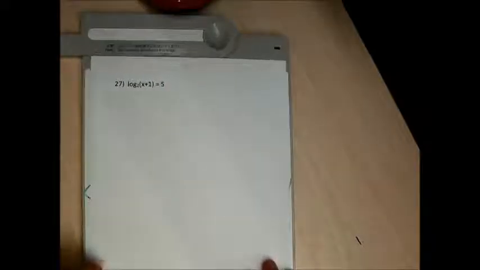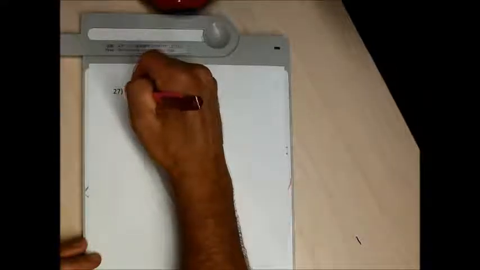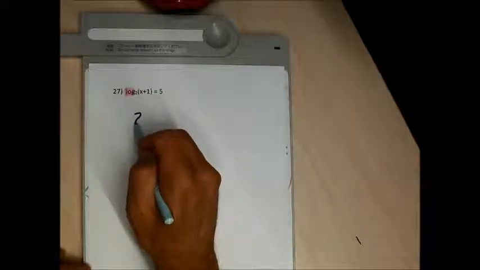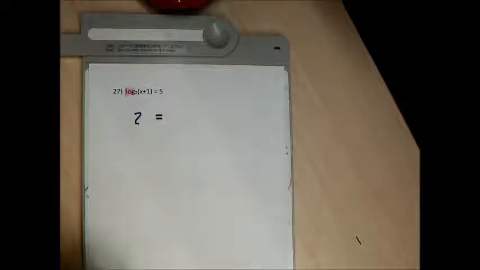I'll do something similar for 27. I'm going to scratch out the log and create an exponential equation. For most of the problems between 25 and 30, I'm going to get rid of the logarithm by this strategy. Create an exponential equation. So I scratched out the log, I left the 2 on the left side, left the equal sign where it was at.